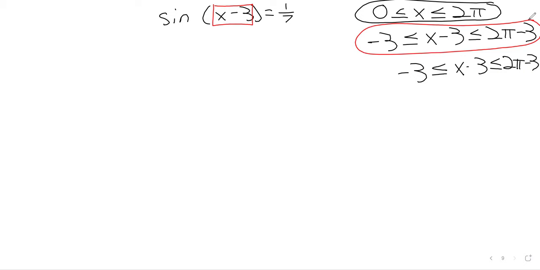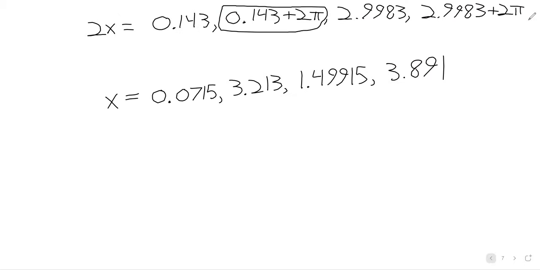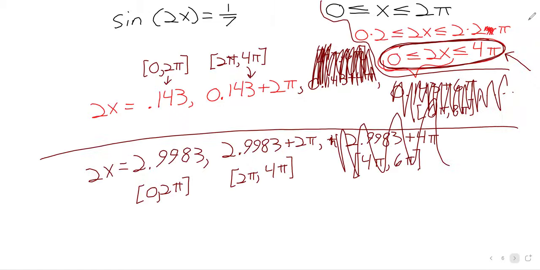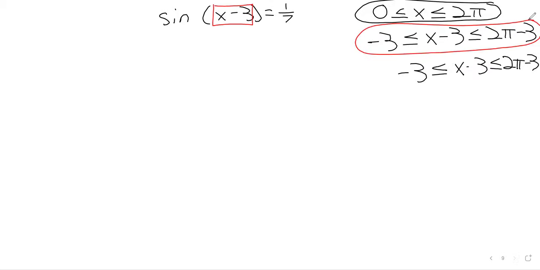In the previous case, you see when we had this plus or minus, zero was our minimum, so we didn't include any of the minuses. Here we might have some of the minuses because zero is no longer our minimum.